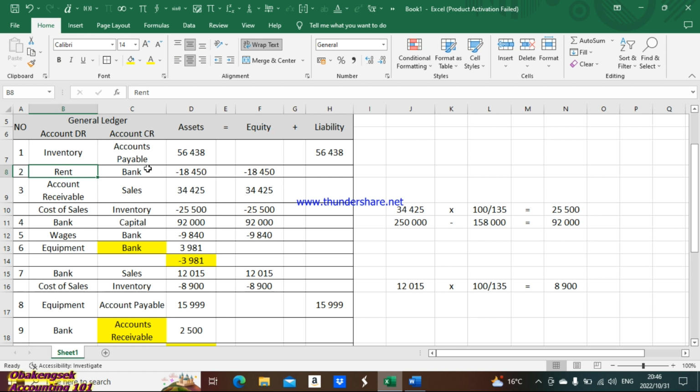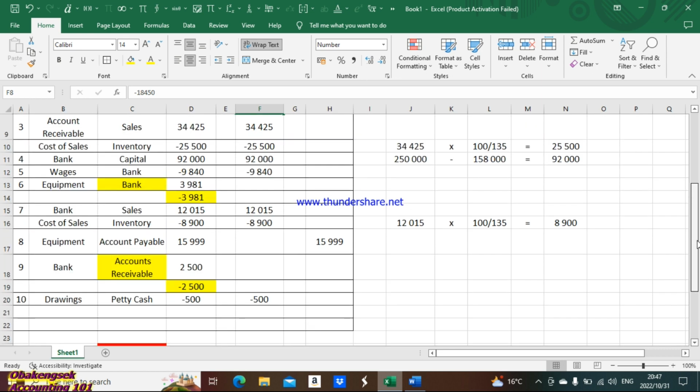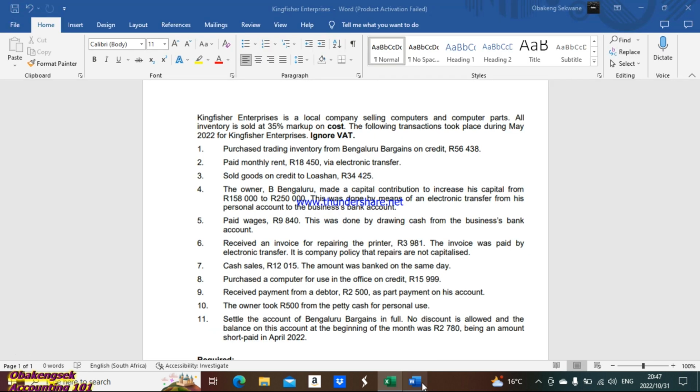But then if we had a rent income, someone paid rent to us, then our bank would be on our debit side, our rent would be on our credit side. Then we know that it's rent income. So when it's like that, these amounts would have been positive. See, so yeah, let me move on, guys.